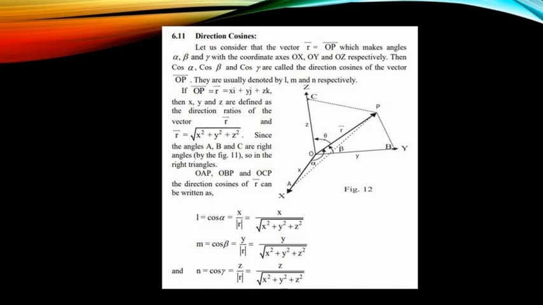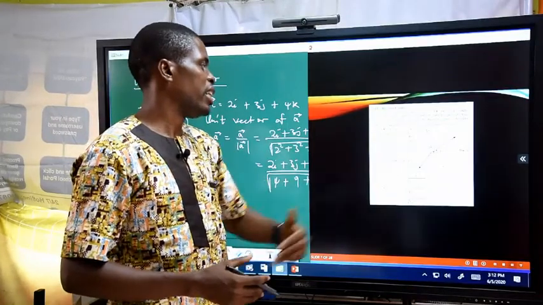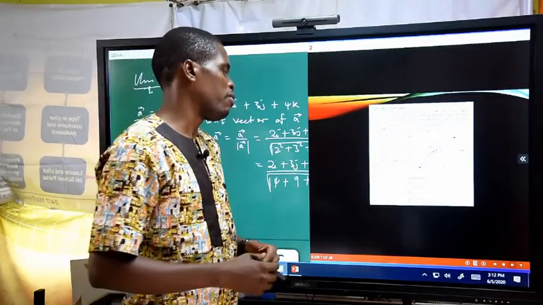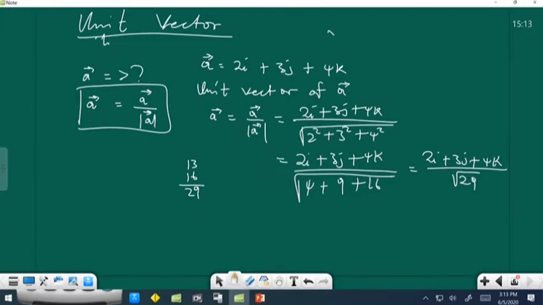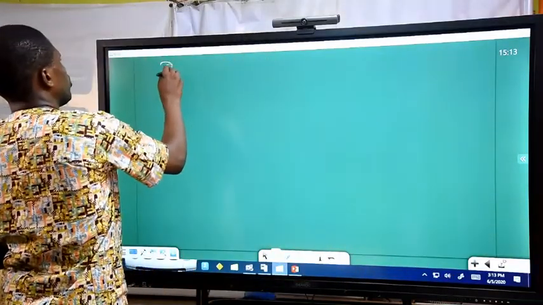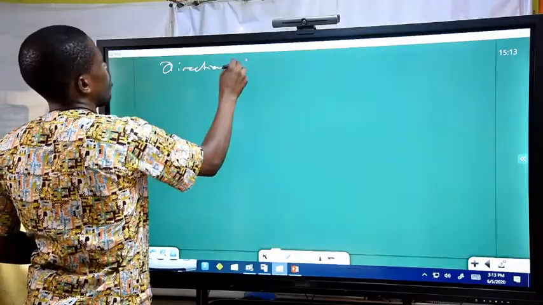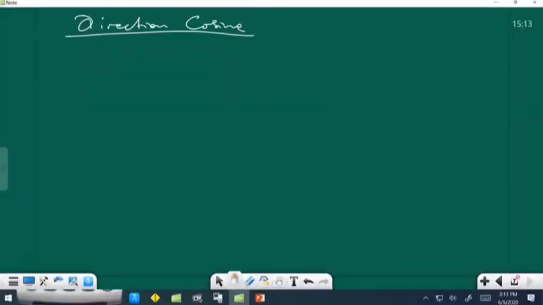So we are given a vector R, and the modulus is given, and we want to find the direction cosine. To find the direction cosine, we consider the vector with respect to its individual components. Let's look at how we can get the direction cosine of a vector. We are given a vector R as i plus 3j minus 6k. I want to find the direction cosines. How do you find the direction cosines of the vector?